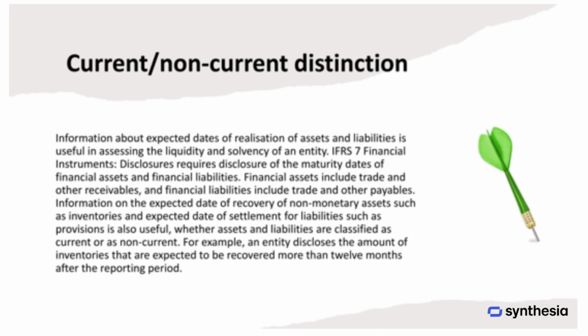Information about the expected dates of realization of assets and liabilities plays a crucial role in evaluating an entity's liquidity and solvency. IFRS 7, Financial Instruments: Disclosures, mandates the disclosure of maturity dates for financial assets and liabilities. These include financial assets such as trade and other receivables, as well as financial liabilities like trade and other payables.